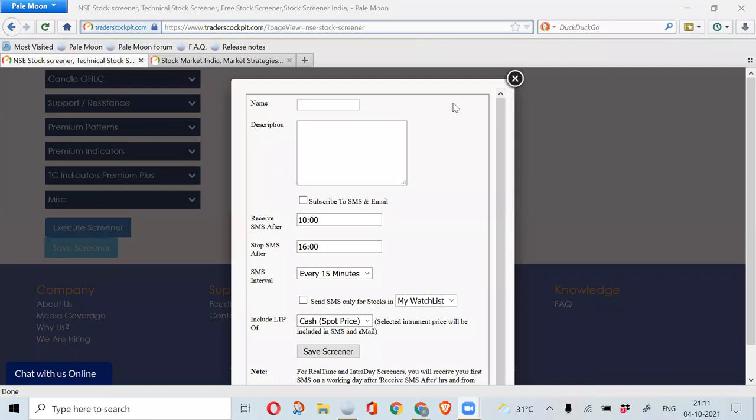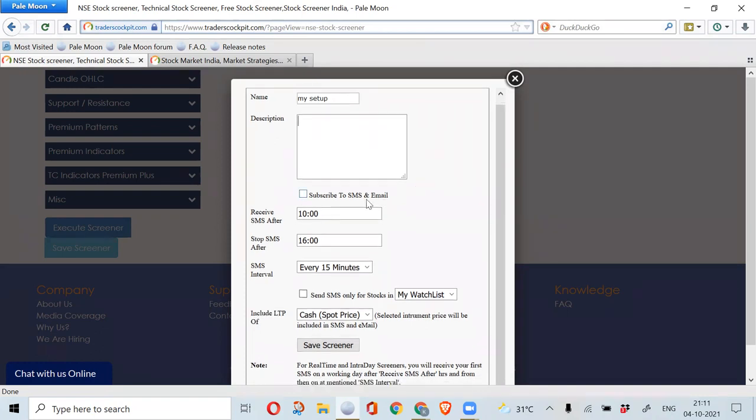We will be getting a pop-up like this. So we can enter a name like my setup. And then if you want, you can add a description or else you can leave it like this. And then to create the notification alert, we have to click on subscribe to SMS and email, and we have to set the time frame.